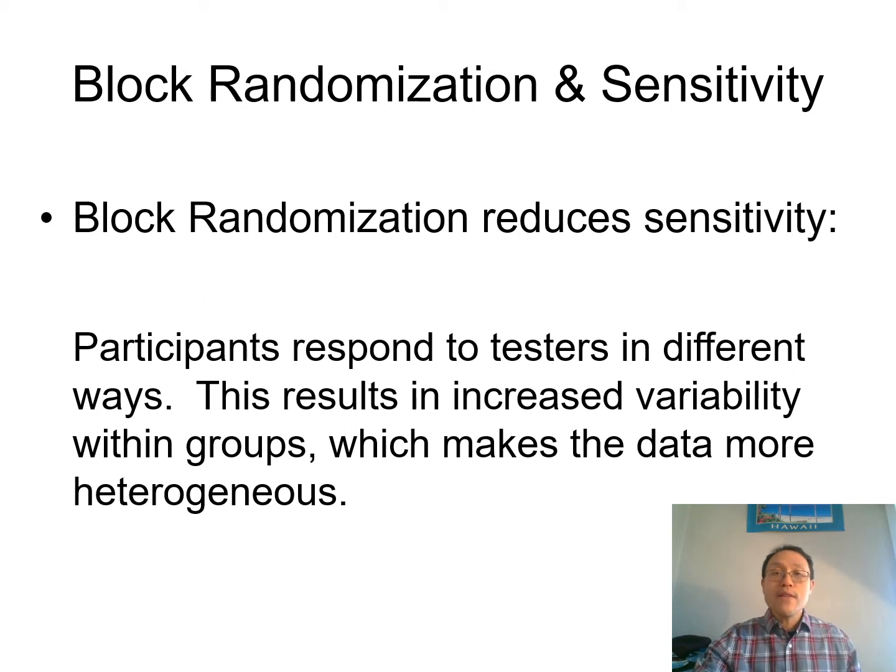Now one of the things you want to mention is that block randomization is going to reduce sensitivity. That's because participants respond to testers in different ways. This is going to result in increased variability within groups. It's something that we talked about last time, right?